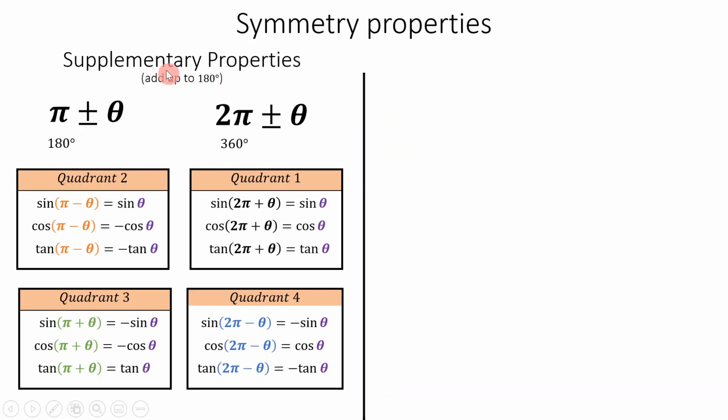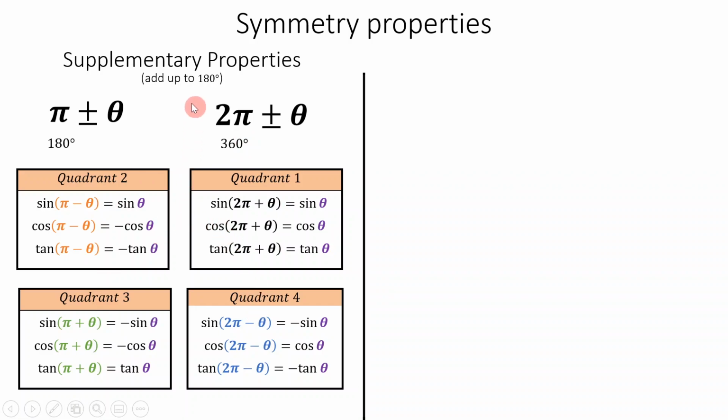Previously, we spoke about supplementary properties. Supplementary meaning add up to 180 degrees. So that's when we were talking about pi plus or minus some angle, pi being 180 degrees, and of course the multiples of it as well. So 2 pi plus some angle, 2 pi being 360 degrees. And we learned that there were properties for each quadrant, which we have memorized.